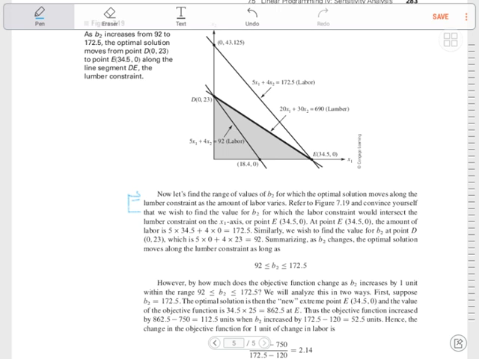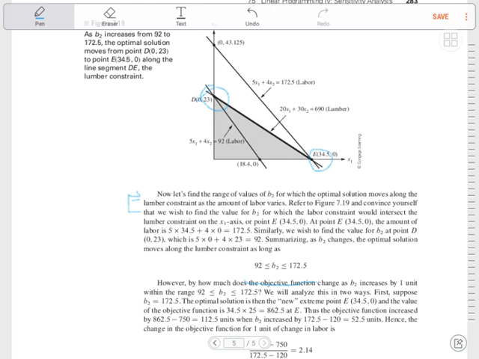Summarizing, as B2 changes, the optimal solution moves along the lumber constant as long as this holds. So what are we actually doing here? We are finding the ultimate cases. What is the ultimate case I am seeing? At this point, as you can see here, the two extreme cases being considered are point D and point E.